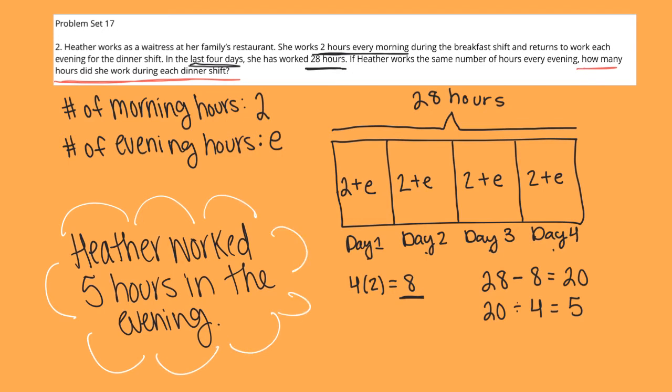When we look at our tape diagram, now we know that we have 2 plus 5, 2 plus 5, 2 plus 5, and 2 plus 5. Because I know that 2 plus 5 gives me 7. She works 7 hours every day, and 7 times 4, which is the amount of days she worked, is going to give me 28 hours. Just keep in mind that this is a good way to check your work.